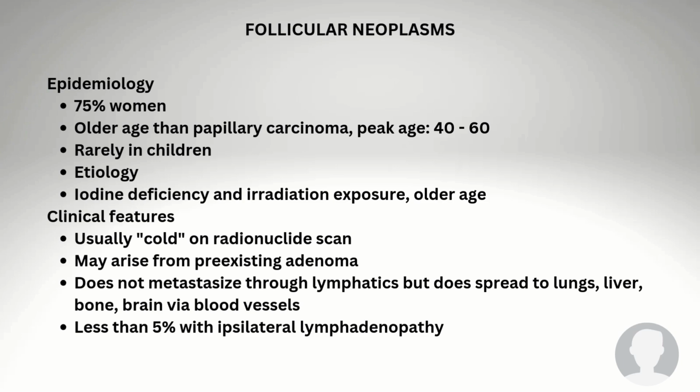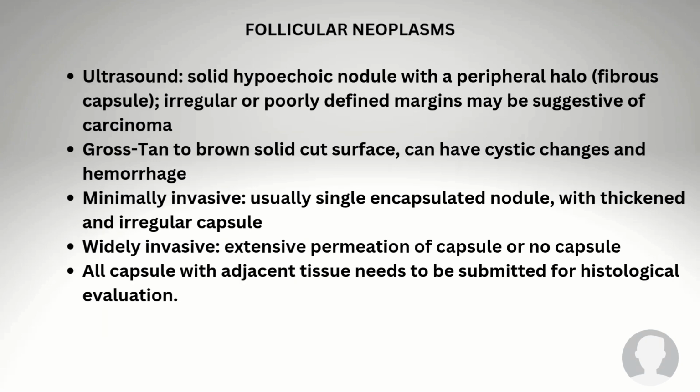They don't metastasize through lymphatics but do spread to lung, liver, bone, brain via blood vessels, and less than 5% ipsilateral lymphadenopathy has been noted. On ultrasound, a solid hypoechoic nodule with peripheral halo has been noted. Irregular or poorly defined margins may be suggestive of carcinoma.